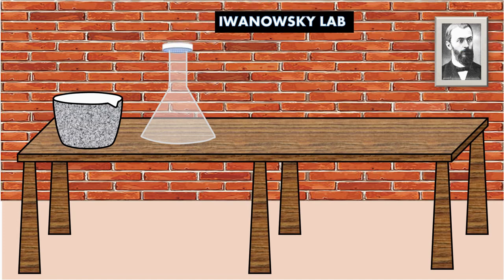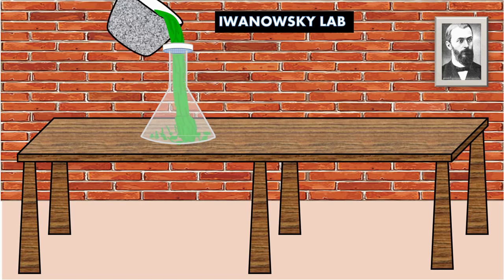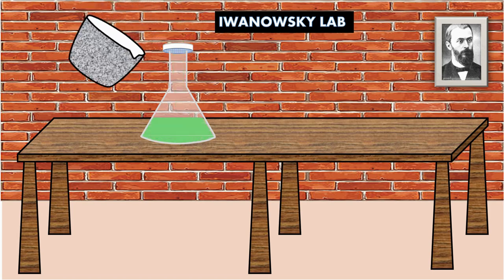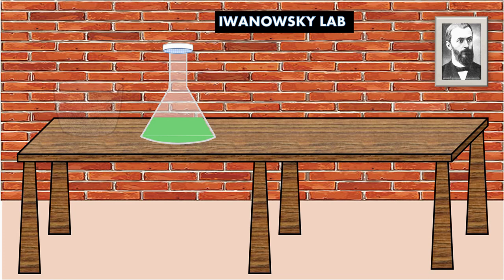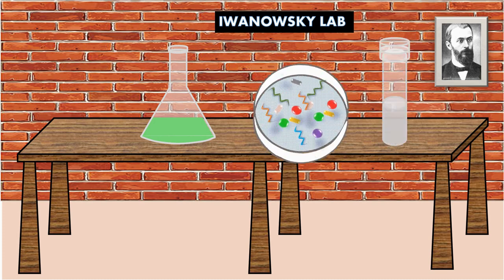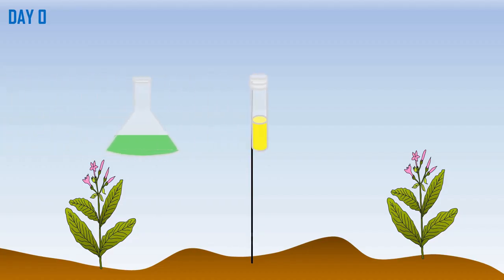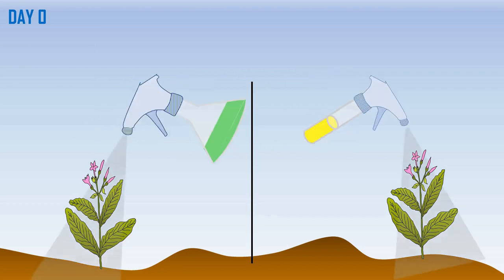Ivanovsky used this filter for his experiment. His idea was to divide the sap in two portions: the residue retained on the filter and the filtrate collected in the flask. He transferred the bacteria collected on the filter into a liquid medium. He had his filtrate in the flask and bacteria in the tube. He then grew two groups of plants, one that would receive filtrate and the other that would receive bacteria. He sprayed the two groups and waited until the emergence of disease.